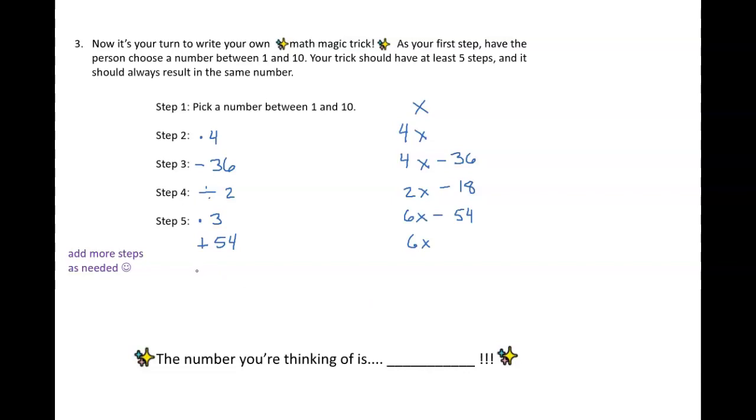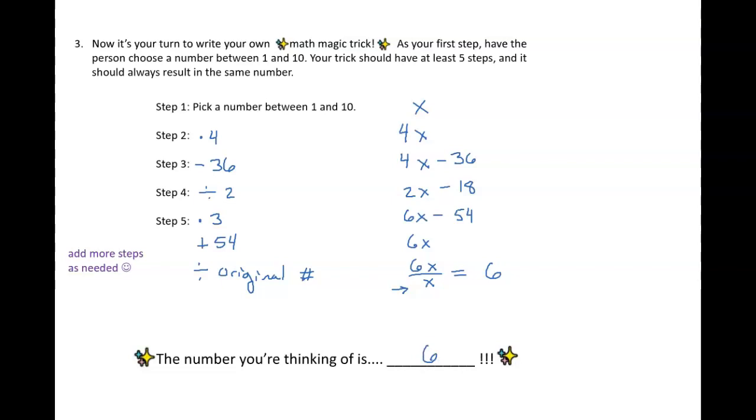And my last step, I'm going to divide by x. So divide by my original number. So now if we have 6x divided by x, we should get 6. No matter what number we chose, and there's one exception though. They can't choose 0. We can't divide by 0. So make sure when your person picks a number, do not let them choose 0, but any other number is okay. And we should get the number 6 as a result.